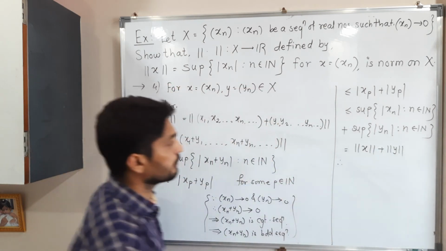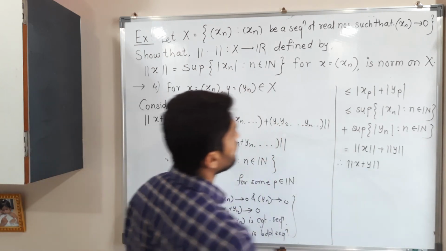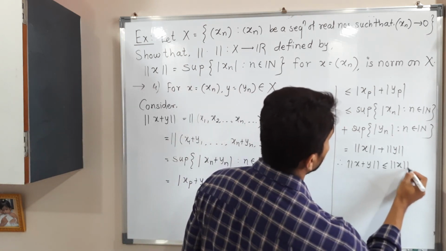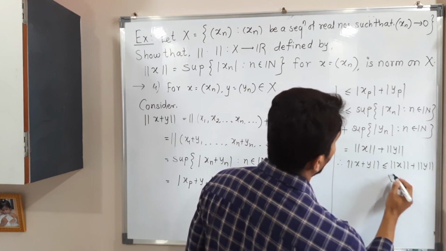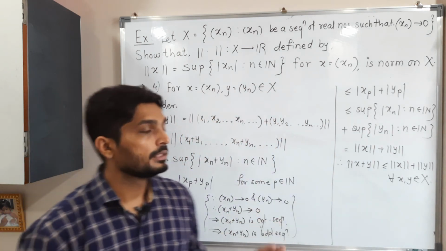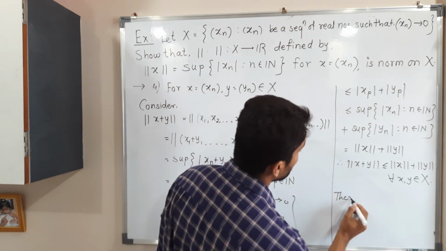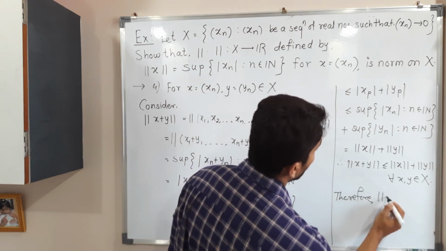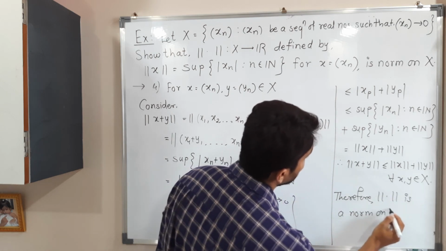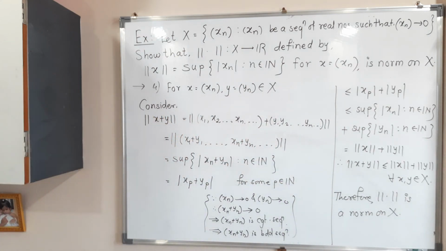So therefore we started with norm x plus y, and we have got the inequality: less than or equal to norm x plus norm y, and this is true for all x, y belongs to X, right? So in this way our norm satisfies all four properties. So therefore we can declare norm is a norm on X since it satisfies all properties. Make a screenshot of it and after that we will stop. Thank you. Bye bye.